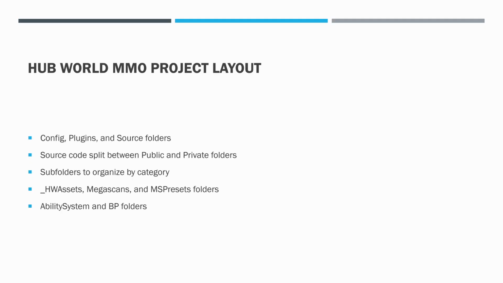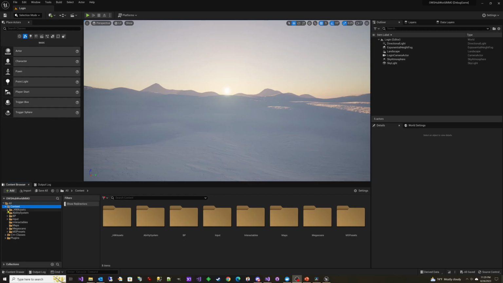Now let's take a look at what some of our folders look like when we open the editor and take a look at our blueprints. We have an _HW assets folder. This folder comes from our Hub World MMO staging project. We will be taking a look in a future video at staging projects, the importance of having them, how they work, how to organize your dependencies properly before you move things into your main project.